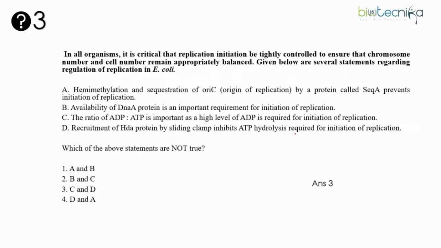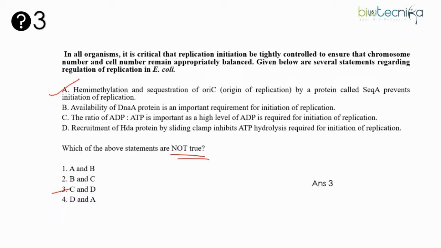Okay, the correct answer here is answer 3. So let's see what they are saying, because they are asking not true. So you have to be very careful about this. Many people go wrong in understanding what they are asking, true or not true. So first statement, they are saying hemimethylation and sequestration of oriC by a protein called SeqA prevents initiation of replication.